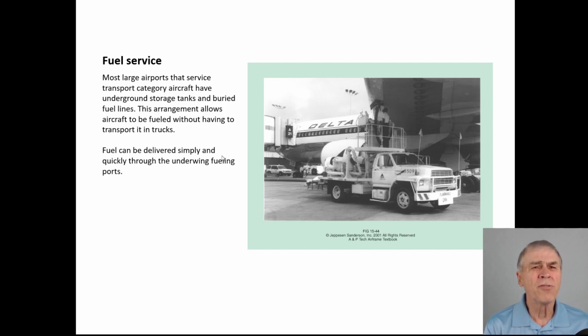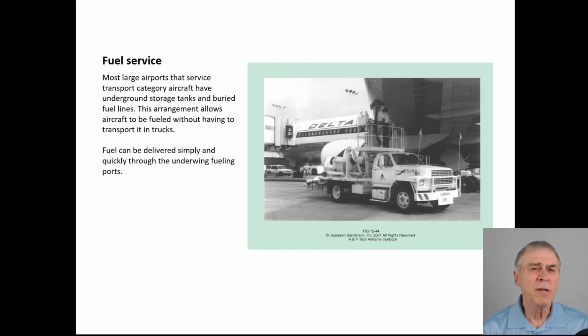Most large airports that service transport category aircraft have underground storage tanks and buried fuel lines. So it doesn't necessarily mean that he's taken the fuel off the fuel truck. He's actually got, this is like a pump, and the other hose goes into the underground facility or the attachment to the underground tank.